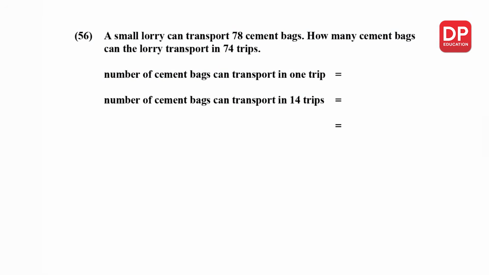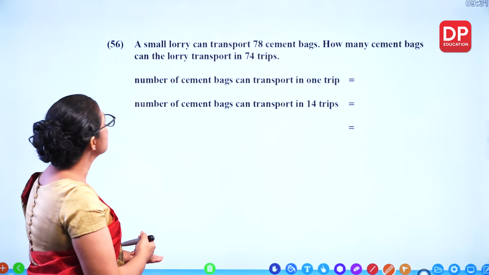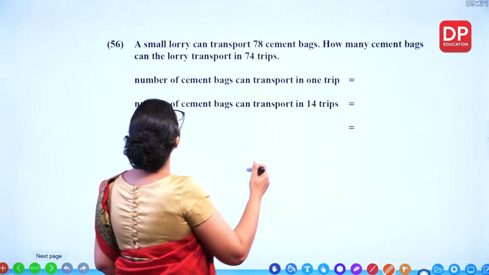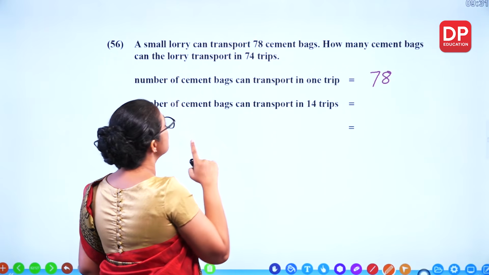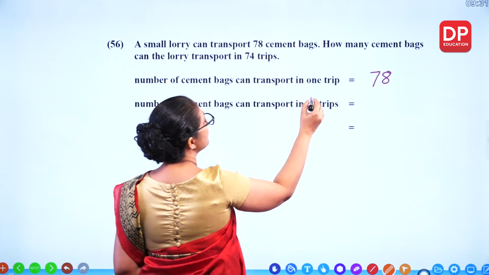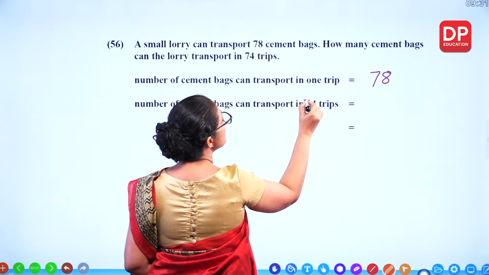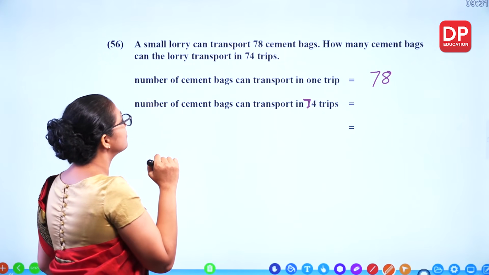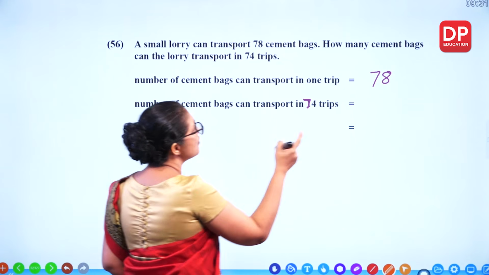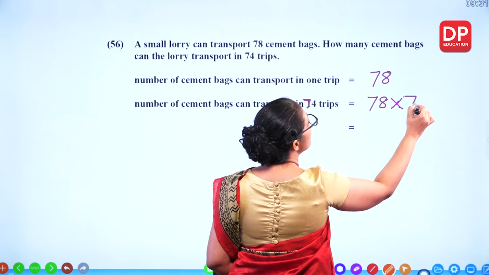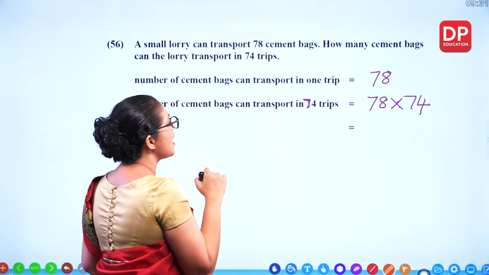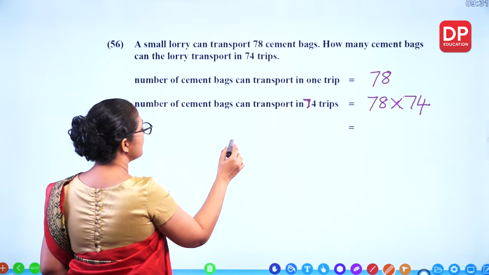A small lorry can transport 78 cement bags. How many cement bags can the lorry transport in 74 trips? So what's the number of cement bags it can transport in one trip? 78. So there are 74 trips. So what's the value? 78 times 74. So how do you do that?